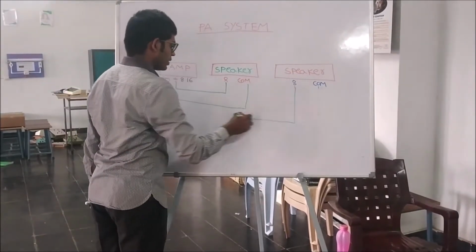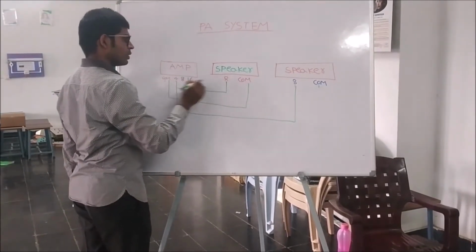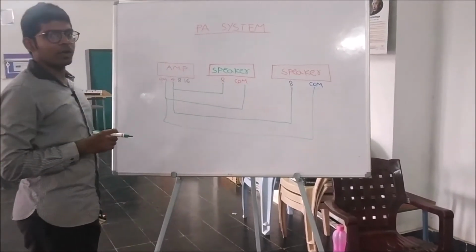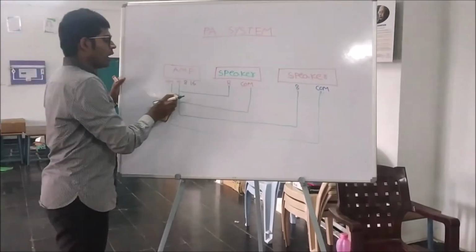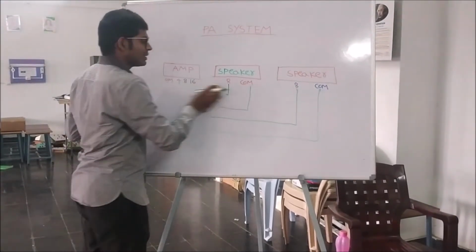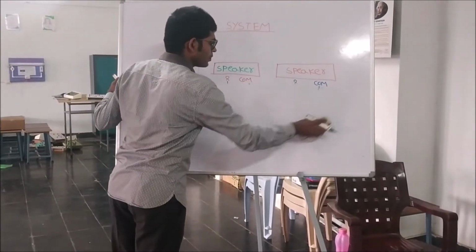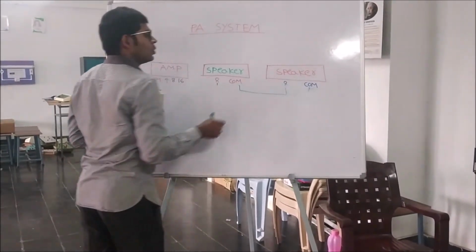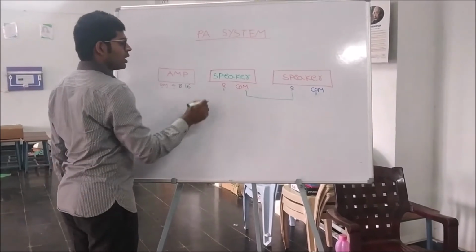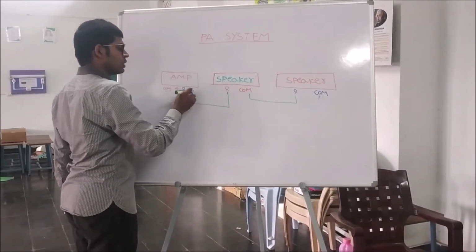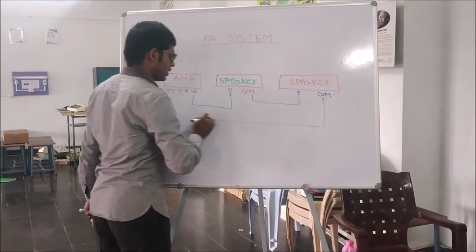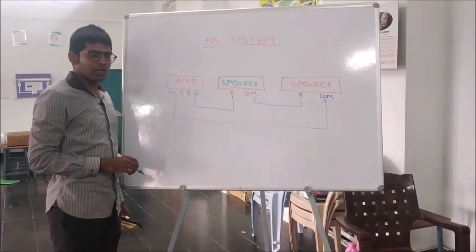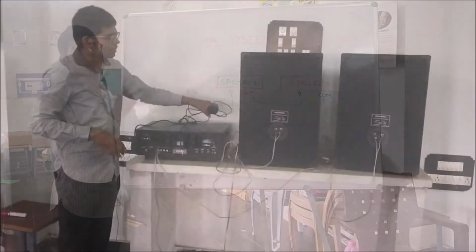Now 8 is connected to 4 and comm is connected to comm. This is how we connect the two speakers in parallel. When we are connecting the two speakers in series, then this comm terminal should be connected to 8 ohm. These two terminals should be shorted. 8 is connected to 16 and comm is connected to comm. Now these two speakers are connected in series configuration. This will give the maximum output.